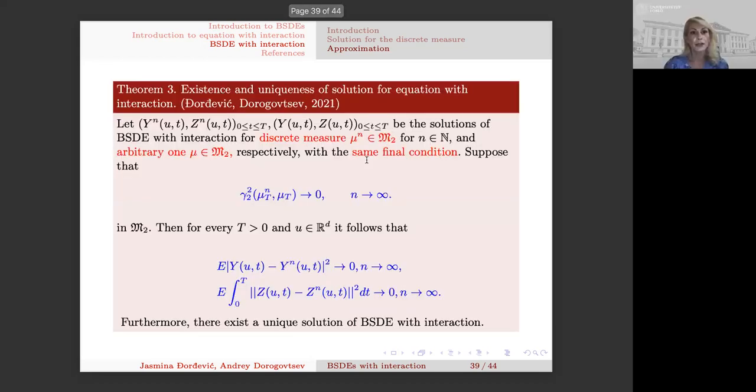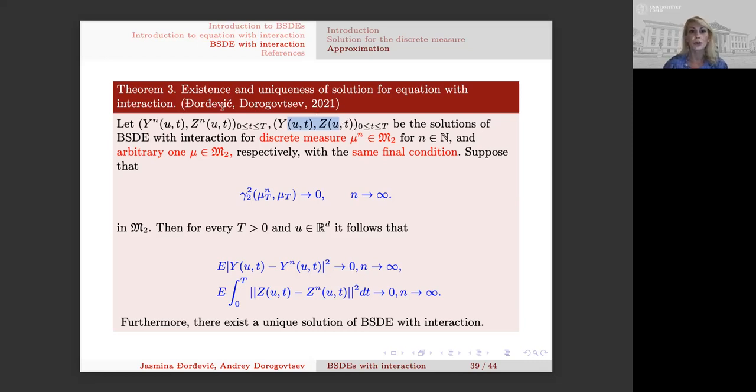And now the main theorem, which gives the existence and uniqueness of the solution of BSDE with interaction in general form. Let us suppose that we have a sequence of random fields yn and zn, which solves the sequence of BSDEs with discrete final measure for heavy particles, and we have a pair of random fields which satisfy the BSDE of general form.